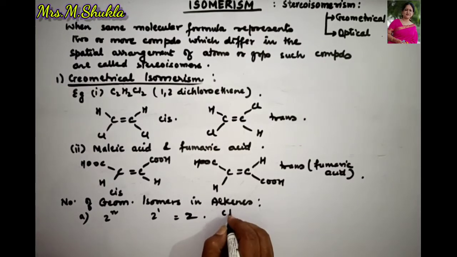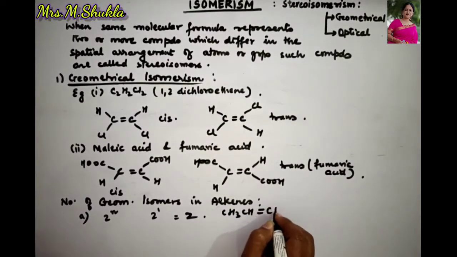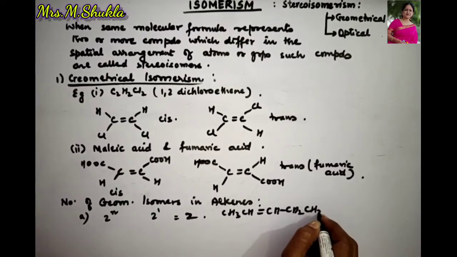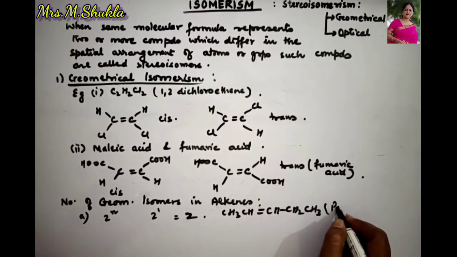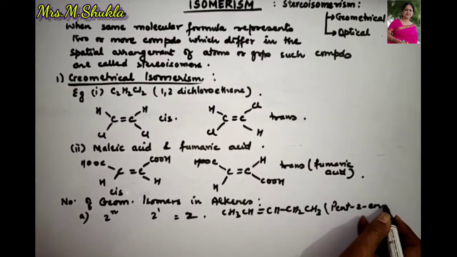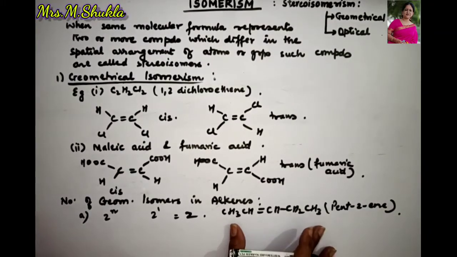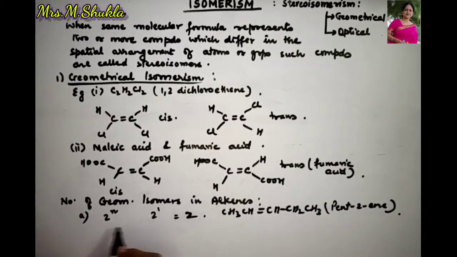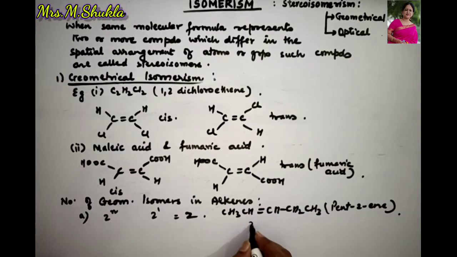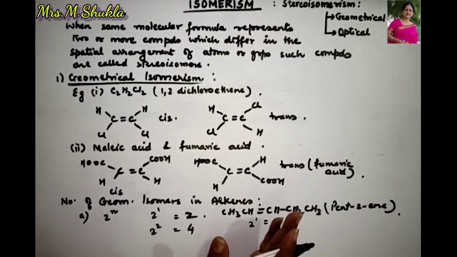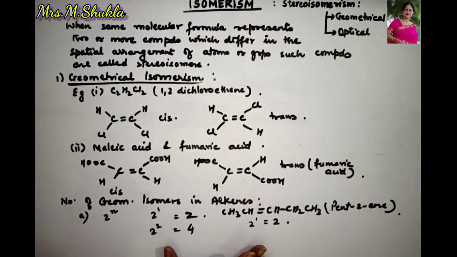For example, let's see CH3, CH double bond CH, CH2, CH3. What is the name of this? This is pent-2-ene. Now I want to know the number of geometrical isomers present here. So use your formula. How many double bonds? 1 double bond, 2 to the power of 1. That means 2 geometrical isomers are present here. Suppose there are 2 double bonds, then 2 to the power of 2. That means 4 geometrical isomers are present in the compound. I hope this point is very clear to you.